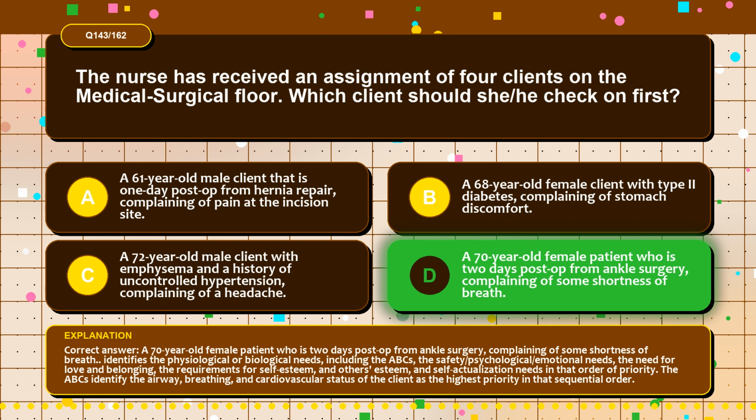safety, psychological, and emotional needs, the need for love and belonging, the requirements for self-esteem and others' esteem, and self-actualization needs, in that order of priority. The ABCs identify the airway, breathing, and cardiovascular status of the client as the highest priority in that sequential order.